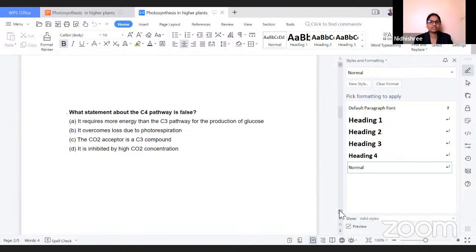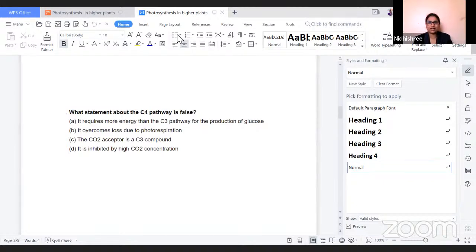What statement about the C4 pathway is false? It requires more energy than C3. It overcomes loss due to photorespiration. The carbon dioxide acceptor is a C3 compound. It is inhibited by high carbon dioxide concentration. So 5, 4, 3, 2, 1. Yes, guys, what is the answer?